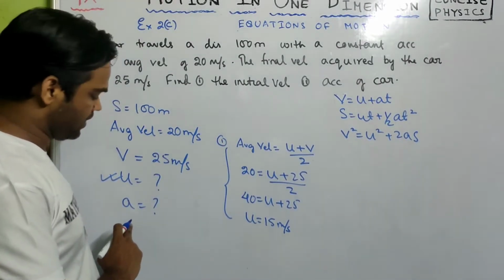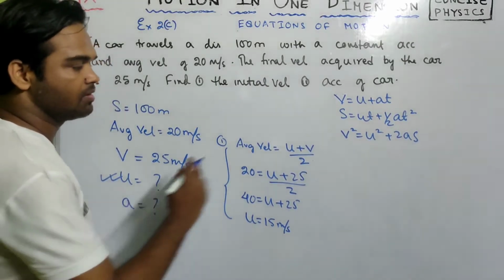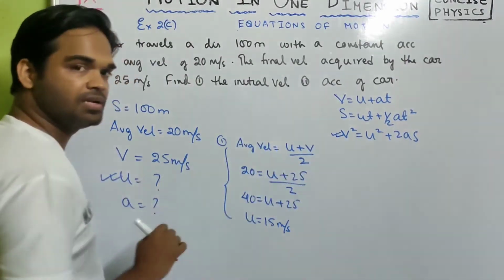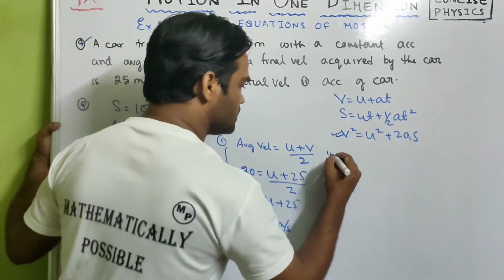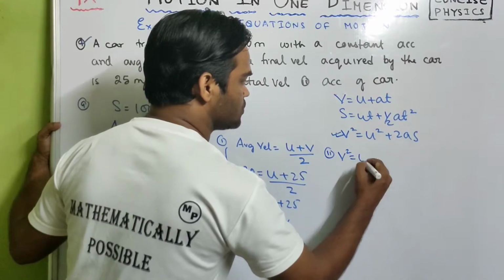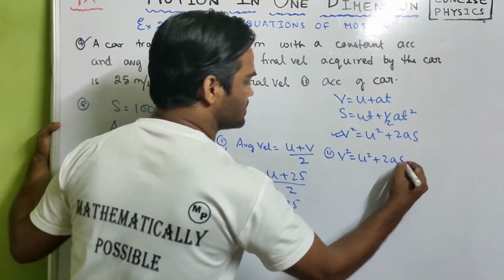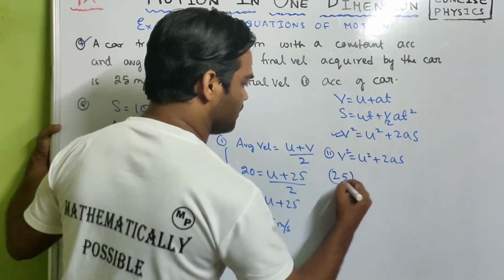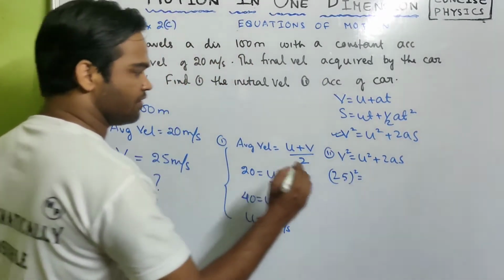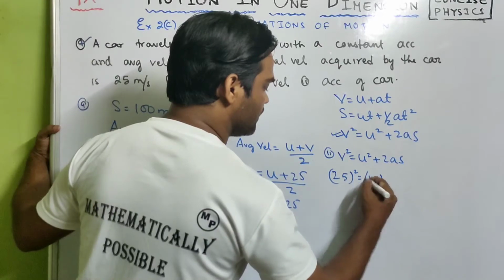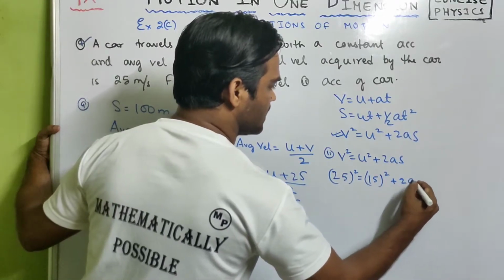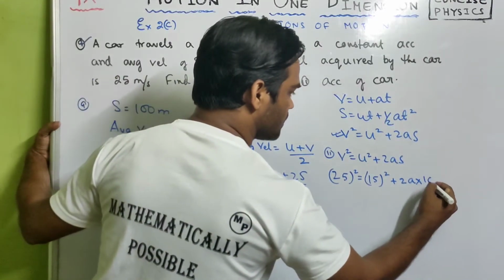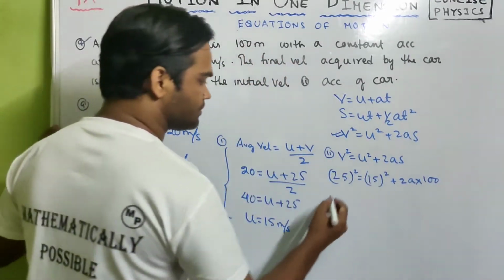Now they have told us to find acceleration. We'll use this relation because we don't know the time. So this relation will be suitable for us. See, V square equals U square plus 2AS. V is how much? 25. So 25 square, U is 15, 15 square plus twice A. And S is how much? Distance is 100. Now just solve it.